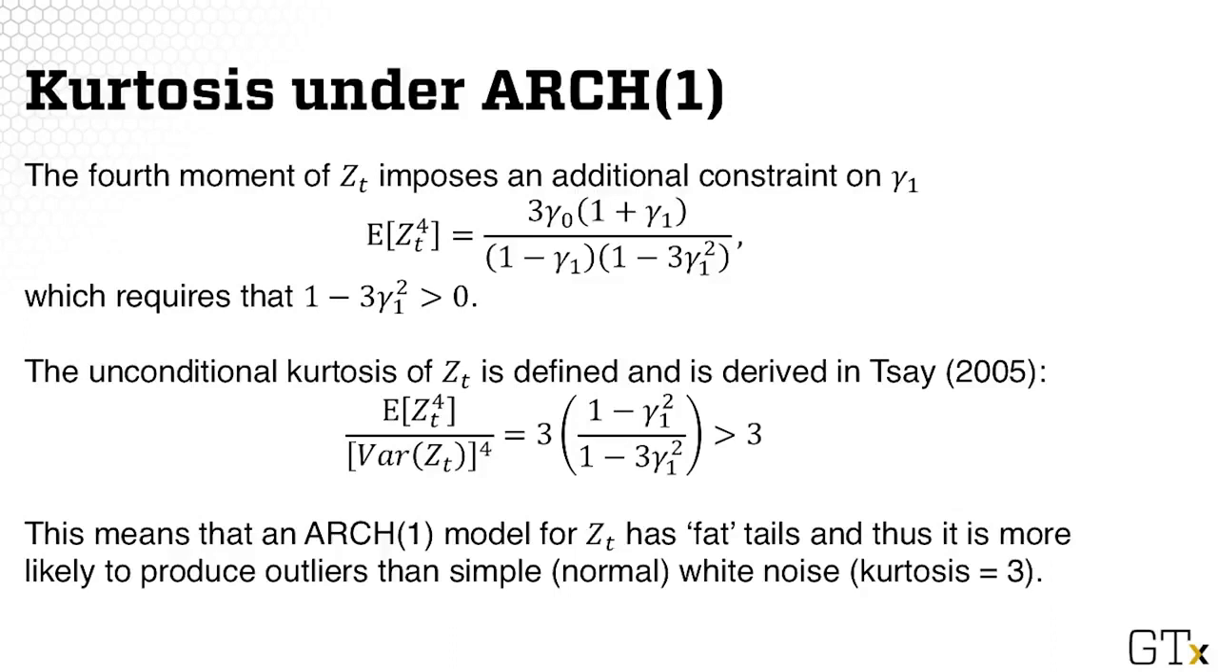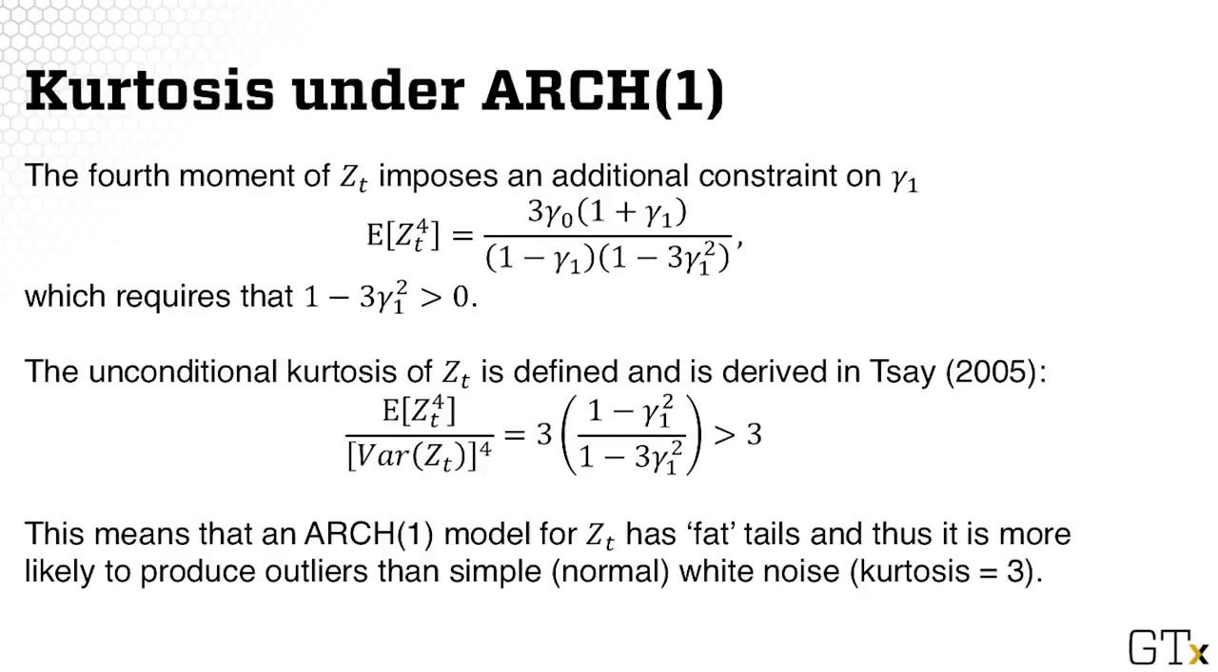In order for this to be finite, we also need to impose the additional constraint that 3 times gamma 1 squared is smaller than 1. This is needed in the derivation of the kurtosis, which is a measure of how fat the tails are.